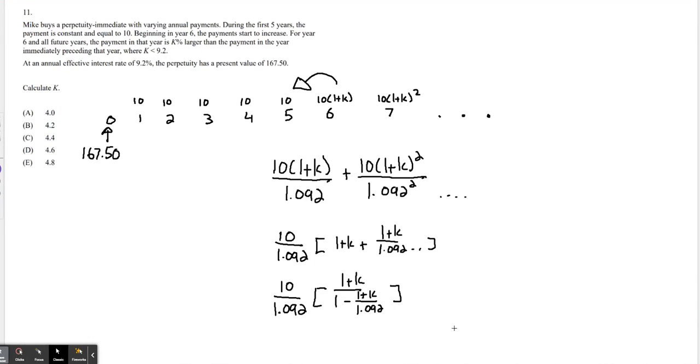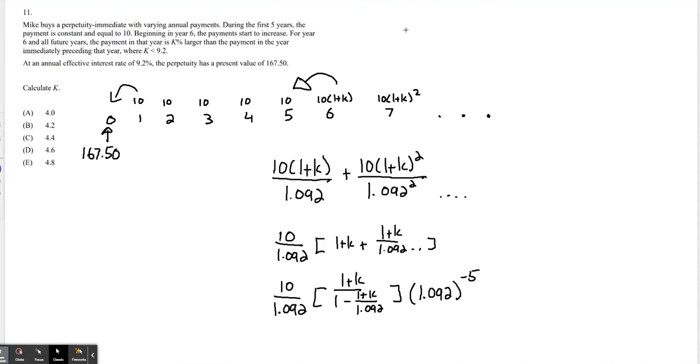Okay. Great. And that brings it back to time 5. And if I want to bring it back to time 0, I'm going to say times 1.092, and it's going to be to the negative 5 now. Okay, so now it's back to time 0. Great. And now I just have to take these 5 payments of 10 back to time 0. So this goes here, right? So on and so forth.